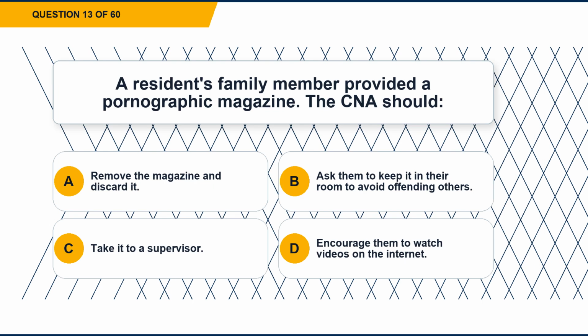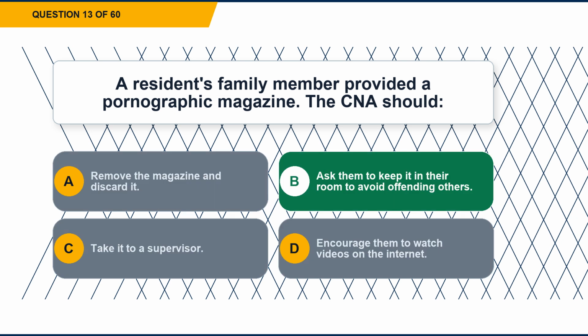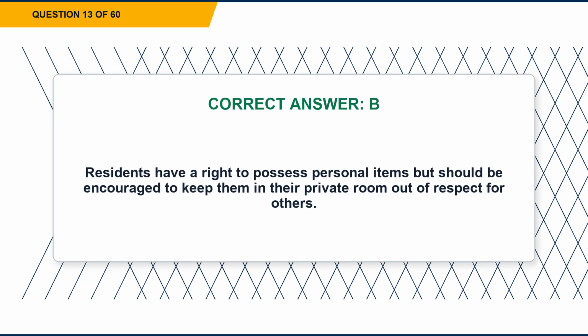Question 13. A resident's family member provided a pornographic magazine. The CNA should: Option A, remove the magazine and discard it. Option B, ask them to keep it in their room to avoid offending others. Option C, take it to a supervisor. Option D, encourage them to watch videos on the internet. The correct answer is option B, ask them to keep it in their room to avoid offending others. Explanation: residents have a right to possess personal items but should be encouraged to keep them in their private room out of respect for others.